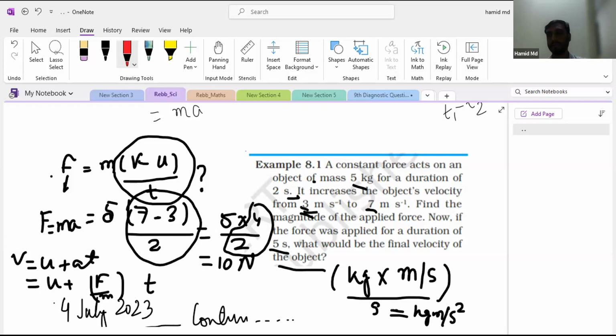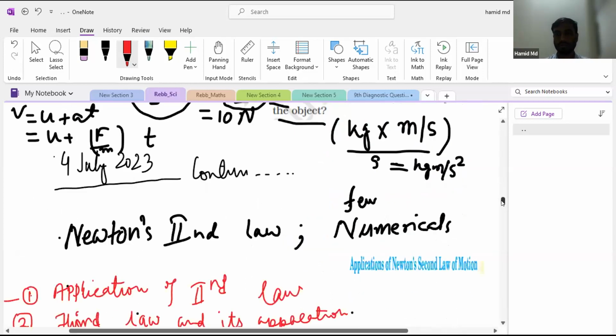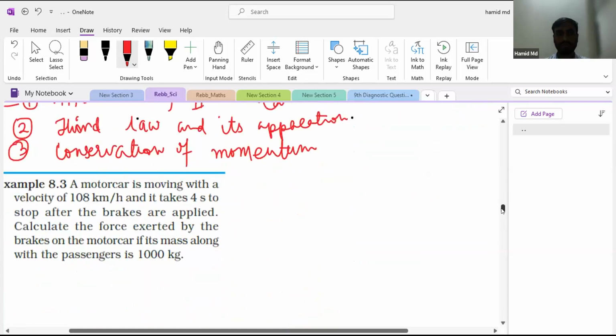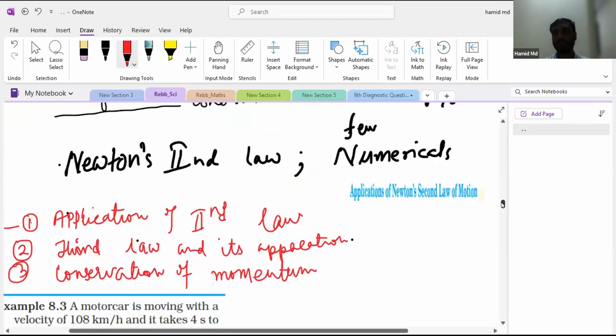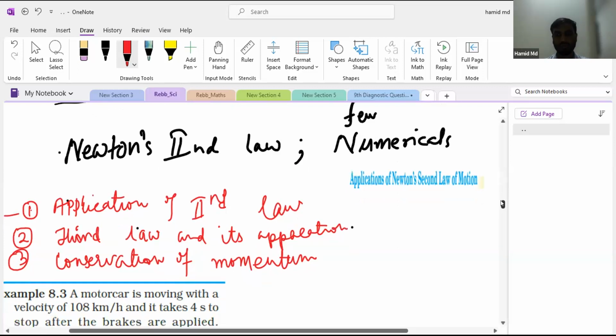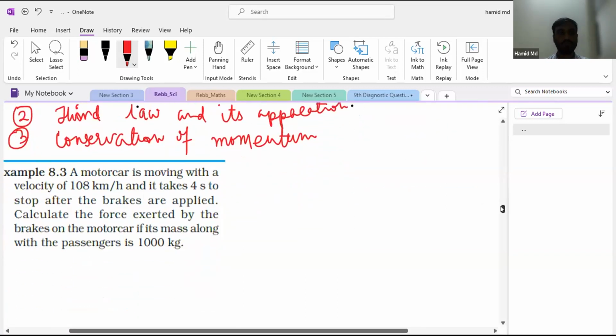Any confusion? No, sir. Okay, so can we move further? Yes, sir. So this is the plan for the day. We will do some numericals. You see the application of second law of motion, third law and its application, and then we will further move to conservation of momentum. So before that, we have this question.